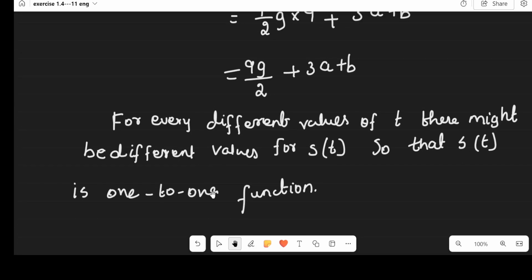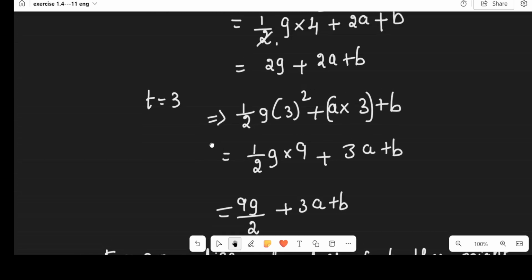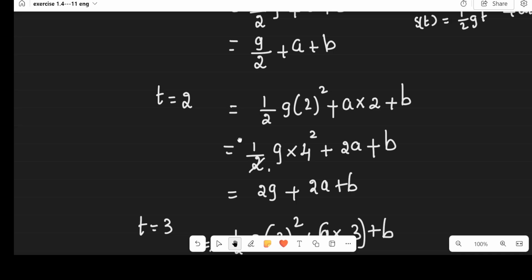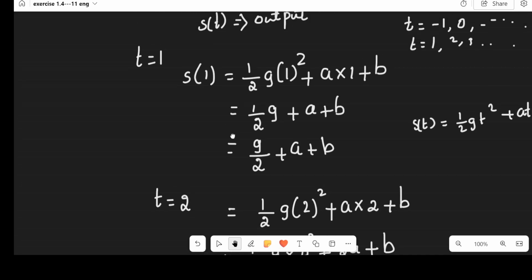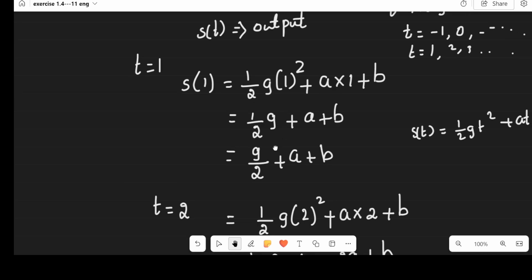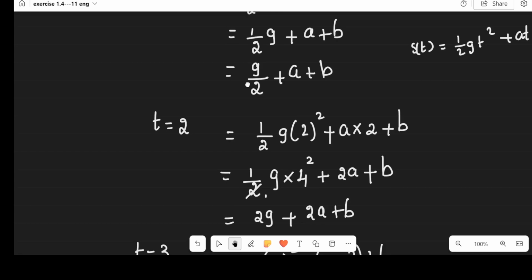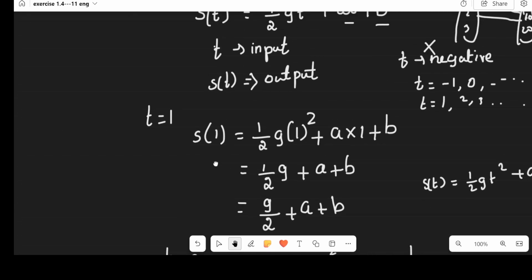We have to write like this: for every different value of t, there might be different values for s of t, so that s of t is a one-to-one function. For each and every different time, we are getting a different distance value. Okay. There should be different inputs and different outputs. That is the concept of a one-to-one function. All these steps satisfy the concept, so s of t is a one-to-one function.